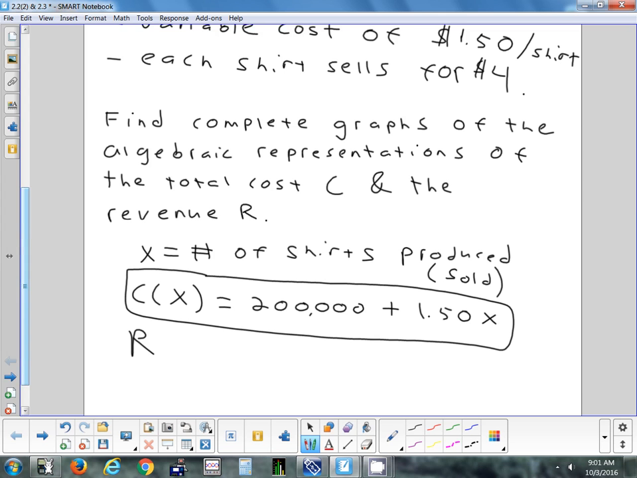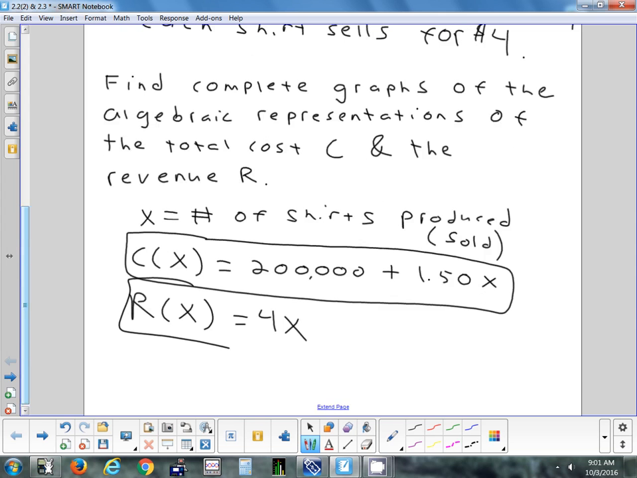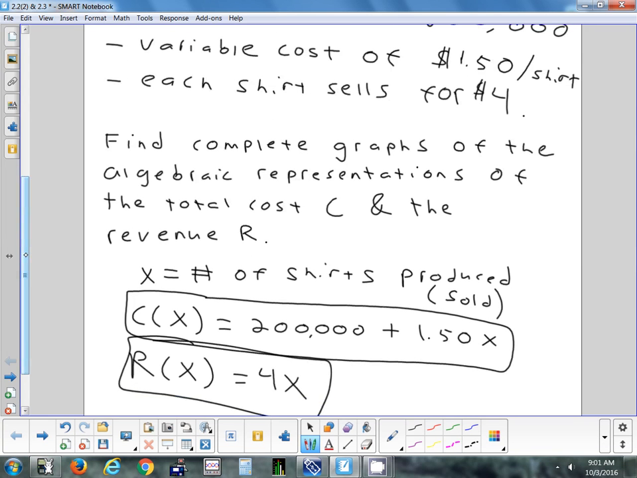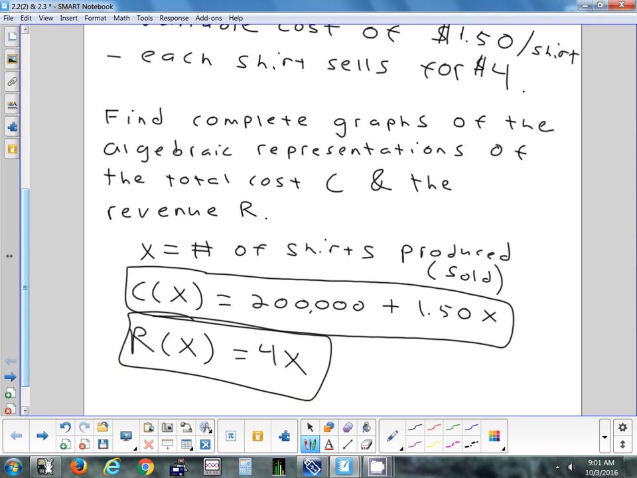And now let's look at our revenue. Remember, revenue is not profit. Revenue is just how much money they make. Anyone think they can give me a formula for my revenue as a function of x? Yeah, Adrian? 4x. Yeah, this one's just 4x. So that's all they ask us to do in this part. They don't ask us to find out anything else. Any questions on the representations of these?